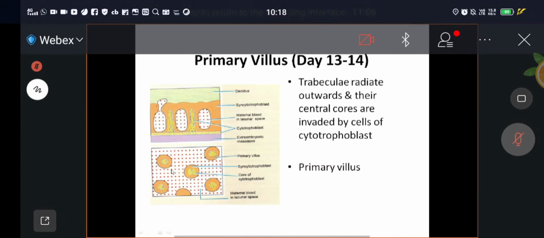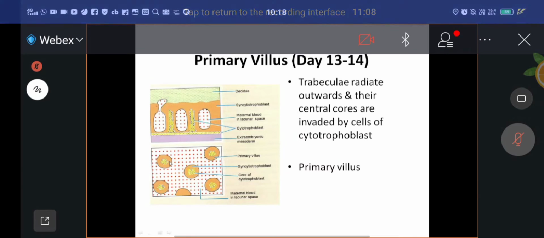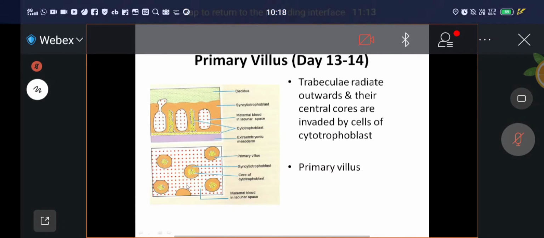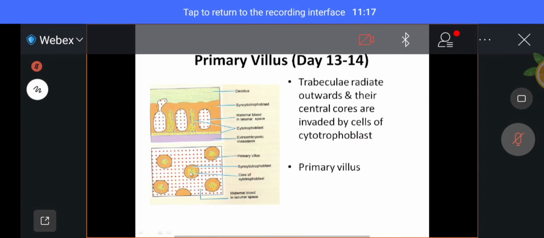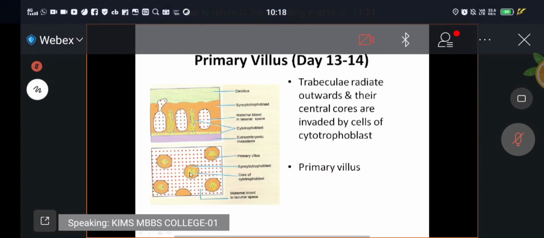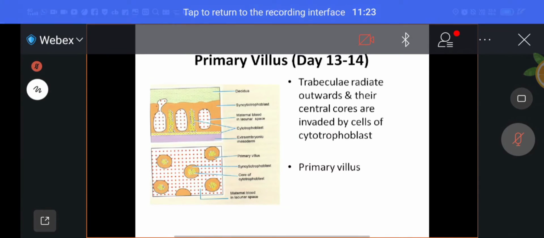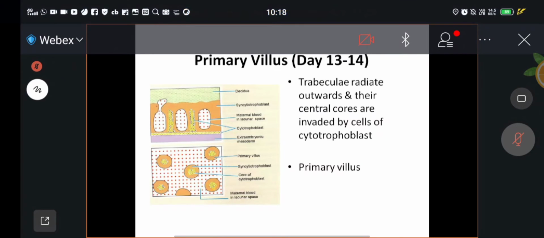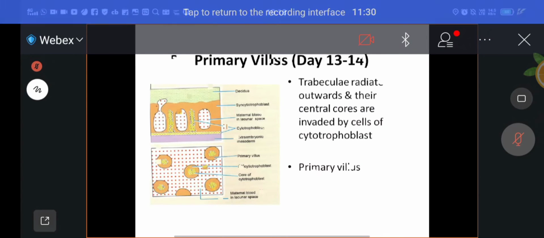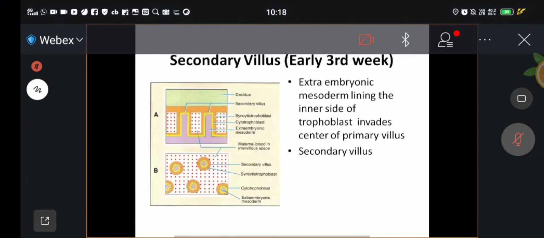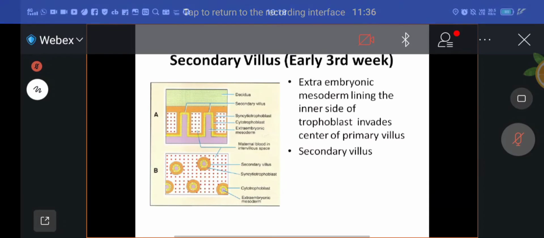It appears like this. The primary villus consists of an outer core of syncytial trophoblast, and in the center we see a core of cytotrophoblast. This is called the primary villus. It is seen on the 13th or 14th day of development. Further in the process of development, the secondary villus develops. This secondary villus is seen in the early third week.